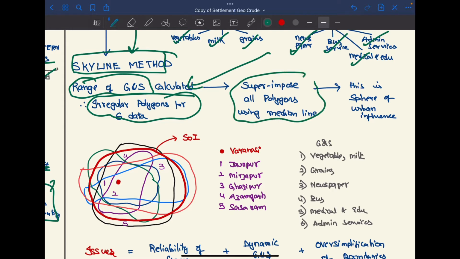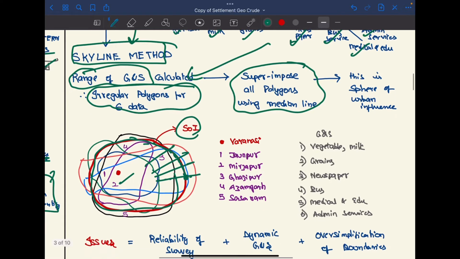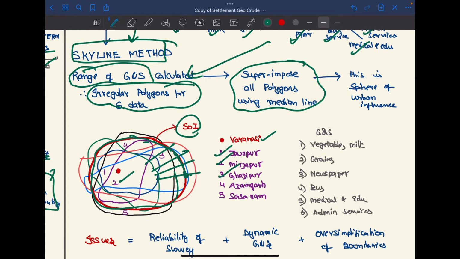Next, he superimposes all polygons using a median line. For example, all these are there, so he calculates the median line for this one. He similarly does the same thing for each polygon, and then several dots come up. All these dots are connected, and this will be the sphere of influence of Varanasi. As we can see, Jaunpur, Mirzapur, Ghazipur, and Azamgarh are all within the sphere of influence of Varanasi, and Sasaram is out of the sphere of influence of Varanasi. So the goods and services he considers are vegetables and milk, grains, newspaper, bus service, medical and education services, and administrative services.